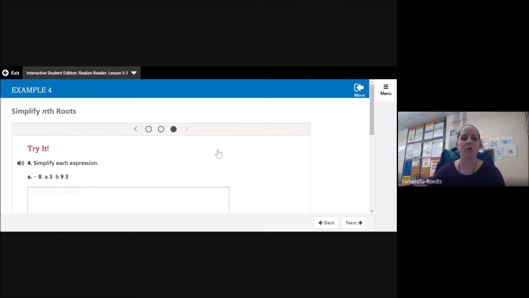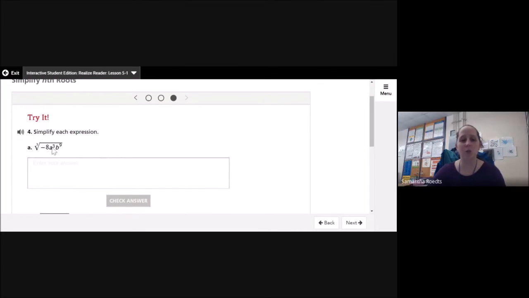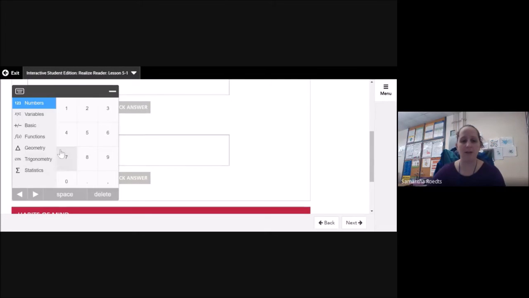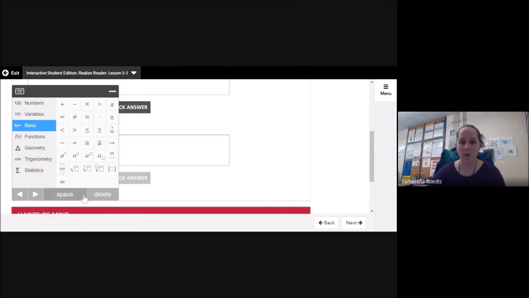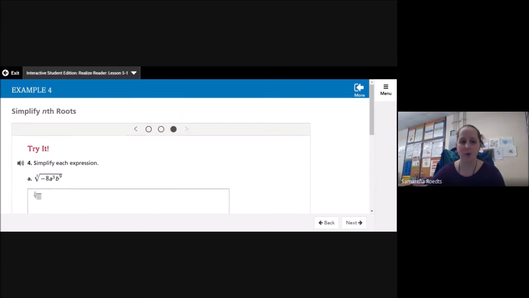Okay, so I want to try it out. Simplify each expression. The cube root of negative 8a cubed b to the 9th. So again, I want to rewrite this. It's raised to the cubed power, or third power, so 3. So this becomes negative 2 cubed, which gives me negative 8, a b cubed. This is all raised to the third power.